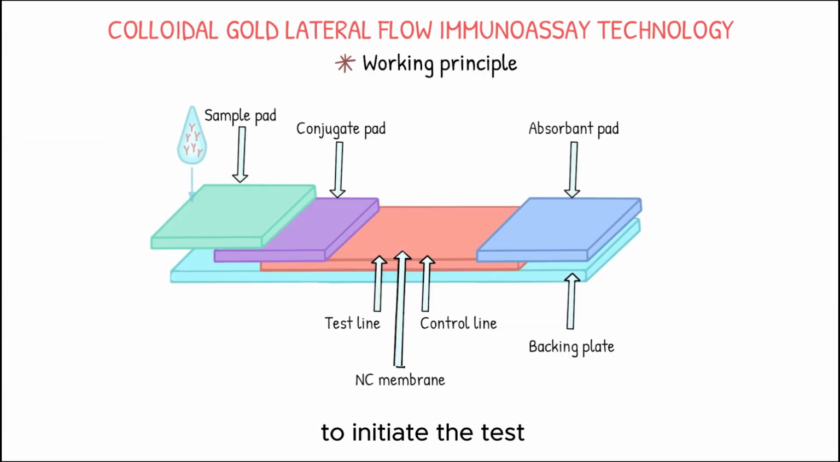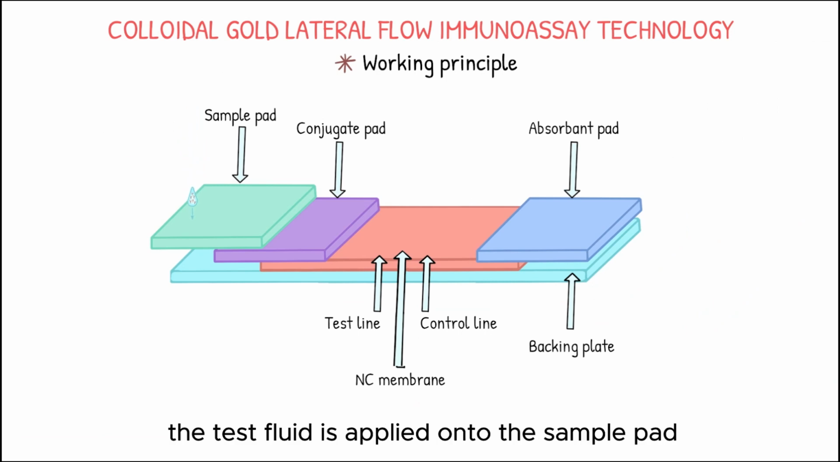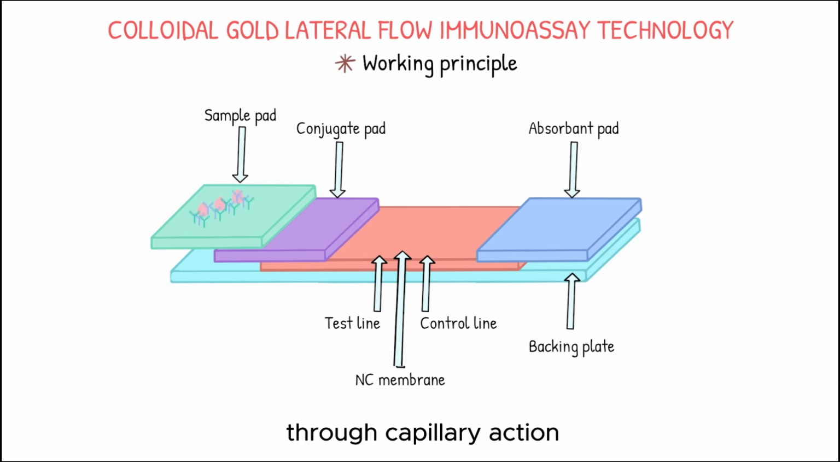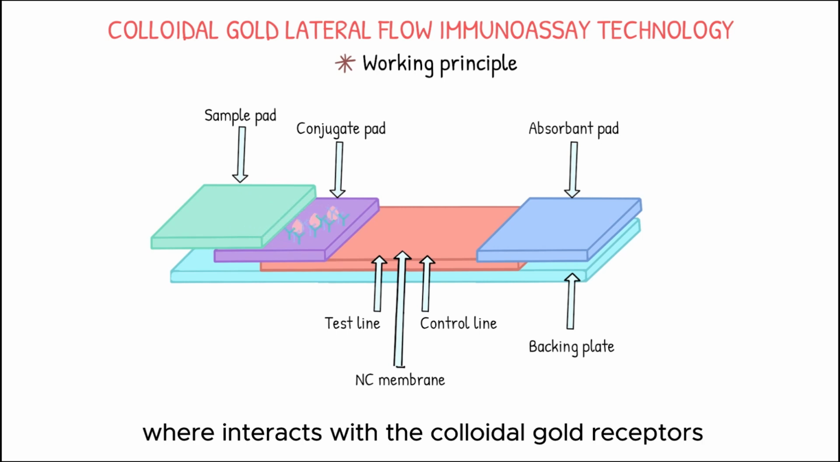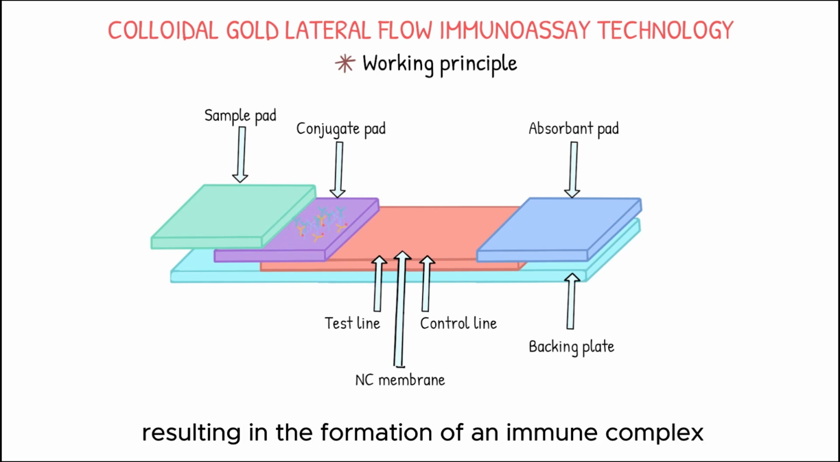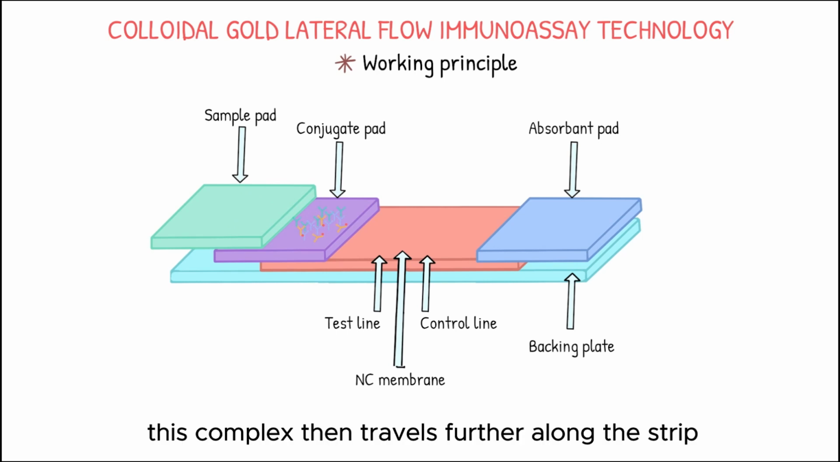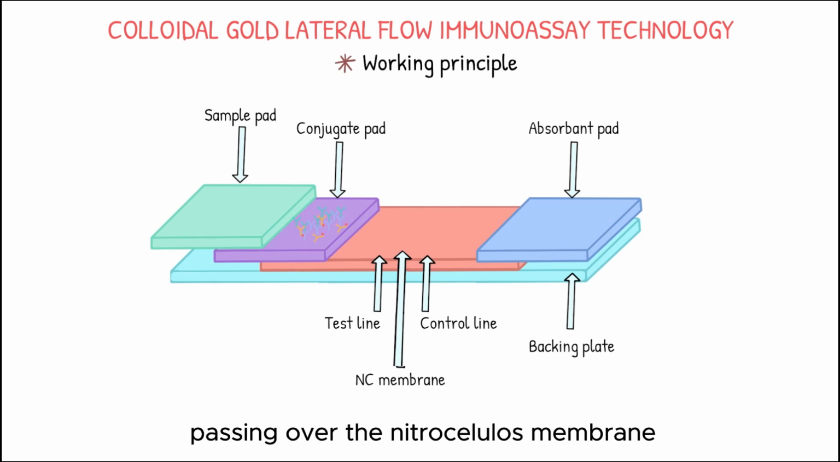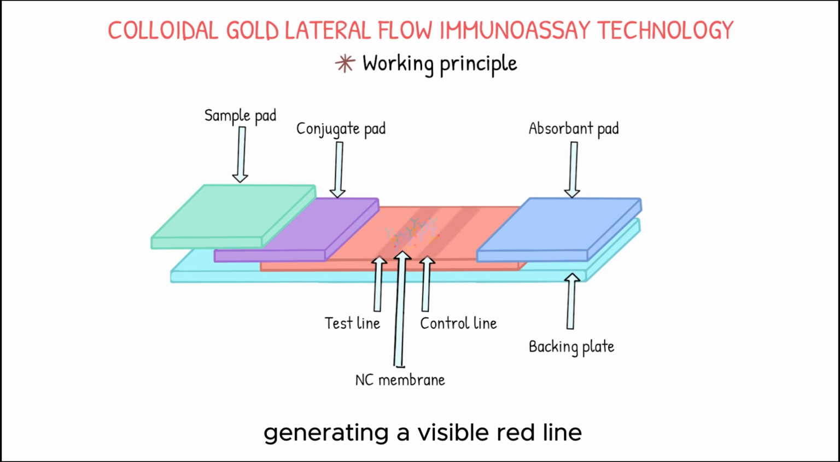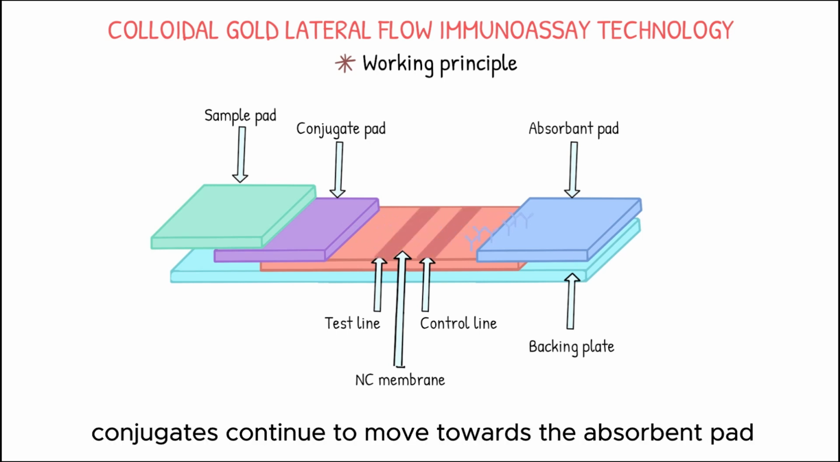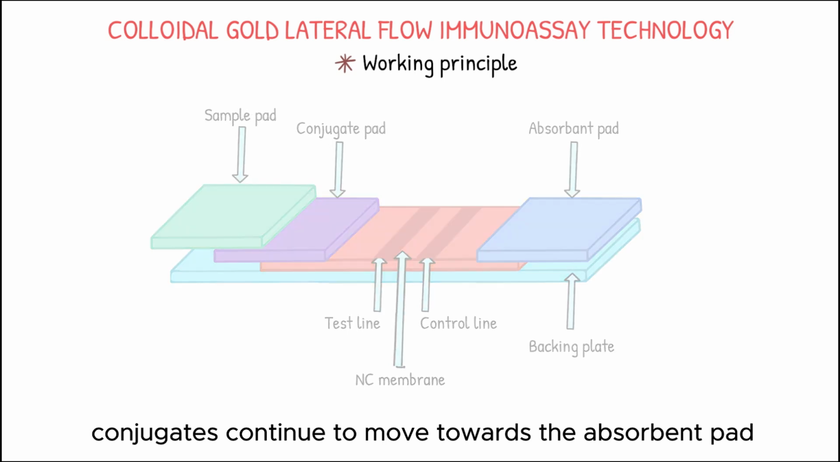To initiate the test, the test fluid is applied onto the sample pad. Through capillary action, the sample moves into the conjugate pad where it interacts with the colloidal gold receptors, resulting in the formation of an immune complex. This complex then travels further along the strip, passing over the nitrocellulose membrane and binding to the antibodies present on the membrane, generating a visible red line. Any surplus gold-labeled antibody conjugates continue to move towards the absorbent pad.